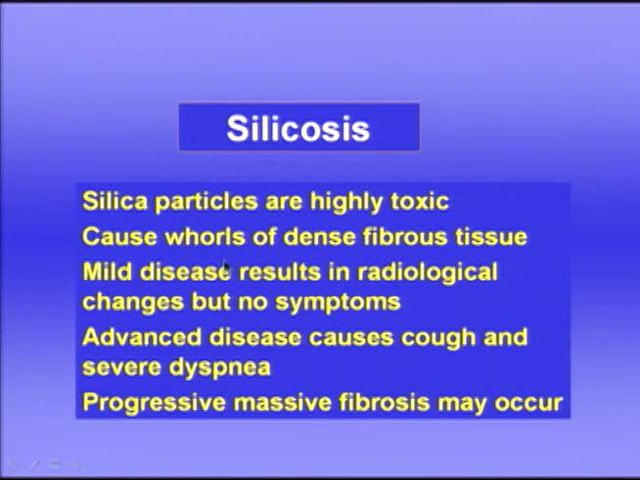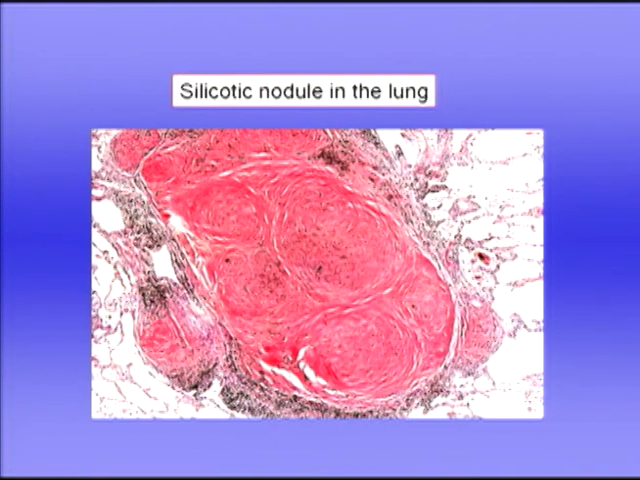They cause these whorls of dense fibrous tissue, and I'll show you an example of that in a moment. Mild disease shows a few radiological changes, but not much in the way of symptoms. But advanced disease causes cough and severe dyspnea, and you can actually get progressive massive fibrosis in advanced cases. Here's a beautiful image of a silicotic nodule in the lung. Look at these tremendous whorls of dense fibrous tissue provoked by the silica. I mean, it's obviously a highly toxic reaction that's occurred.